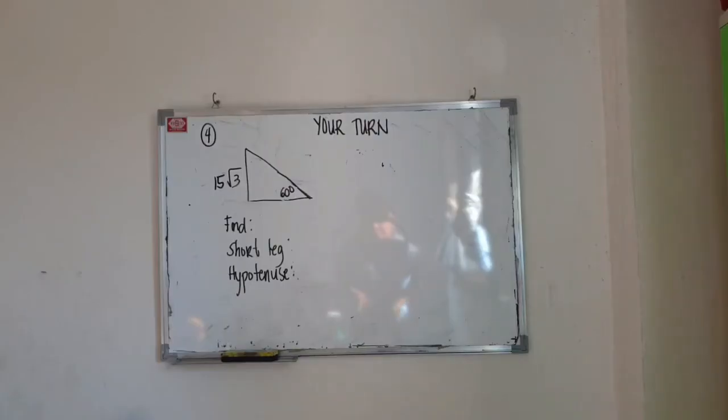Now your turn. Find the short leg and the hypotenuse given the value of the long leg, which is equal to 15 square root of 3.